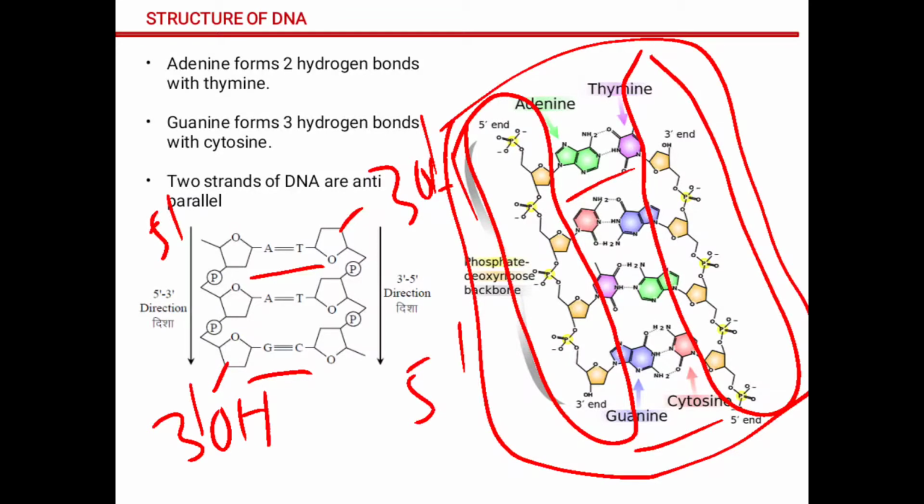This is because, see, if suppose adenine is binding with another purine, then there will be 4 rings, and if a pyrimidine is binding with another pyrimidine, then there will be 2 rings total. So this will alter the diameter of the helix. So to maintain the diameter of the helix, a pyrimidine will always bind with a purine. So yeah, this is all about the structure of DNA.